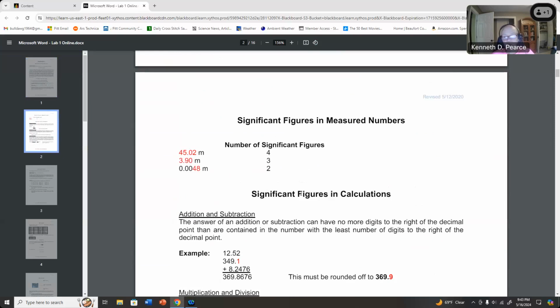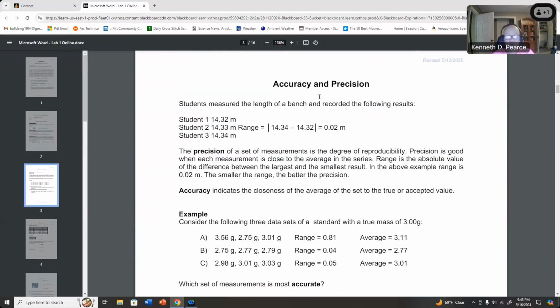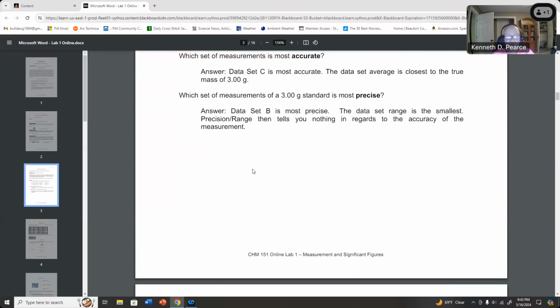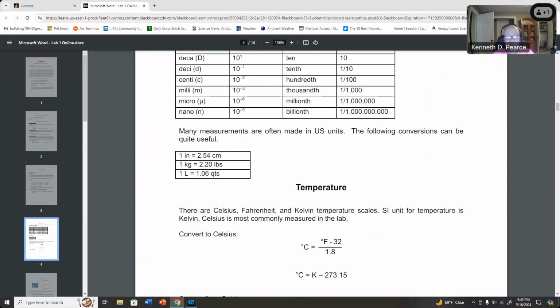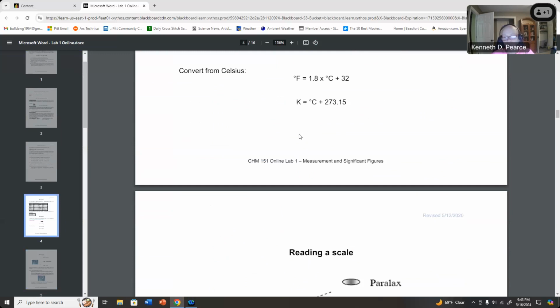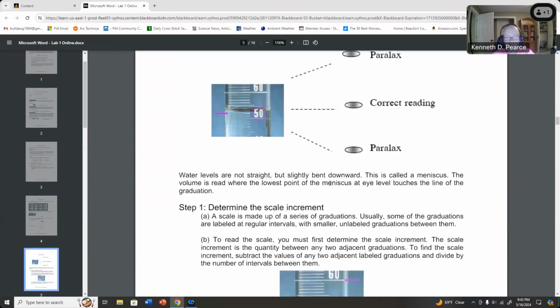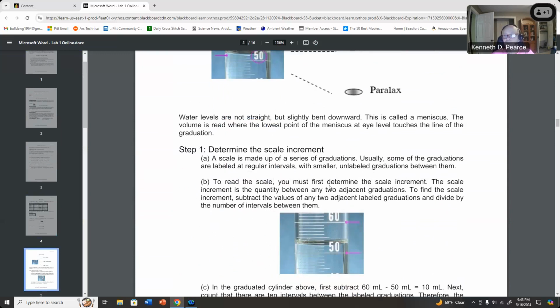The difference between this and doing a homework is this is one really big problem, as opposed to do number 8, do number 9, do number 10, and so forth with the homeworks. So we have significant figures, and then the difference between accuracy and precision down here. And then we have something about the metric system. It's useful to memorize that. And converting between temperatures, and go through all of this. And the labs are going to be like this. They're going to be page after page of introduction stuff.